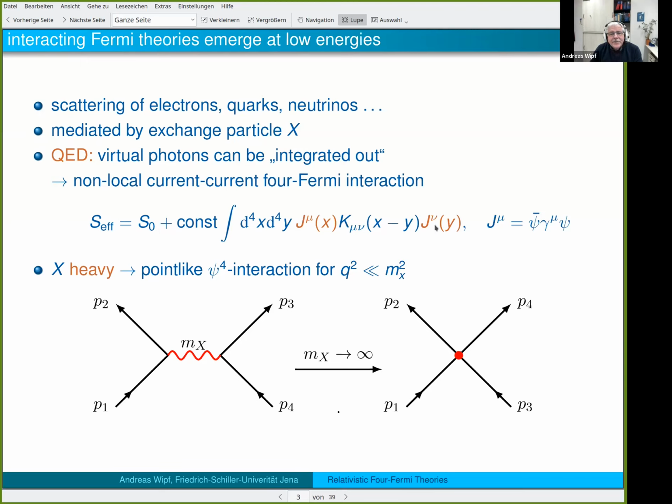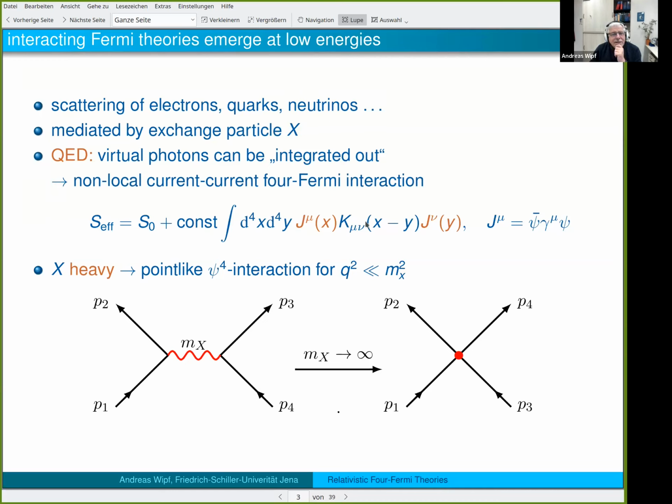And in QED, again, you can work it out exactly because it's a Gaussian integral. And what you get is a non-local current-current interaction. So J mu is the electromagnetic current density. So you get, in this case, a non-local Four-Fermi theory.